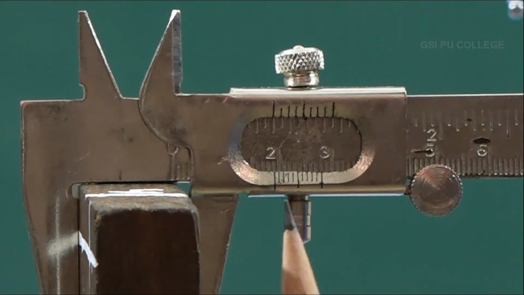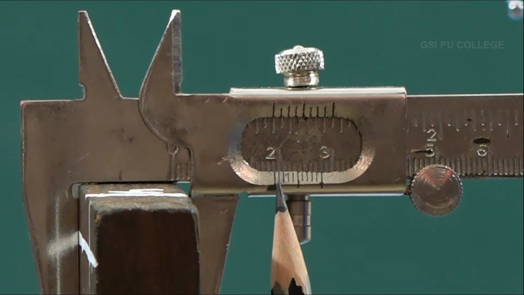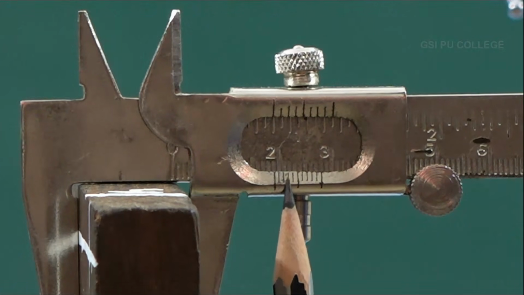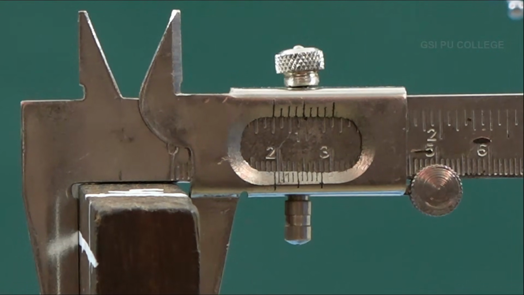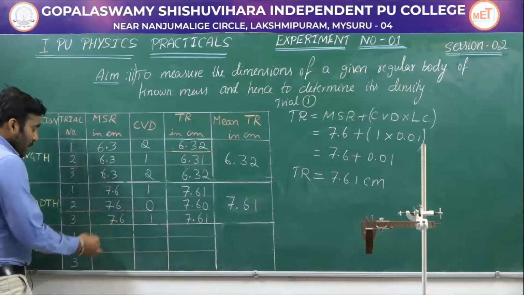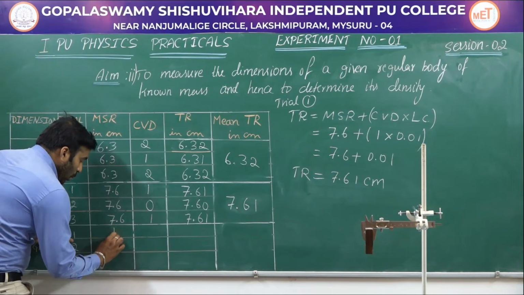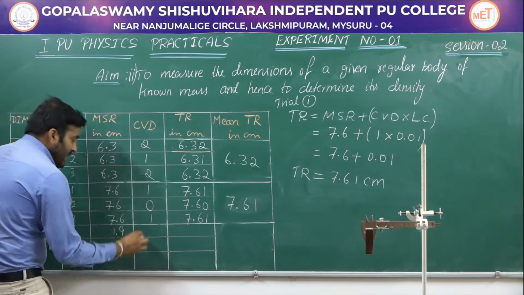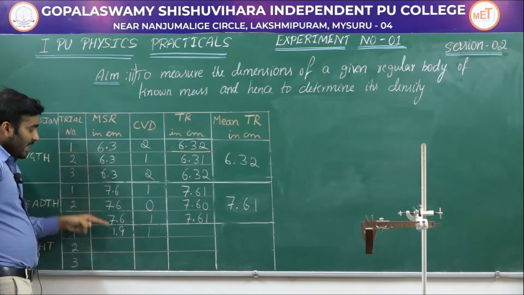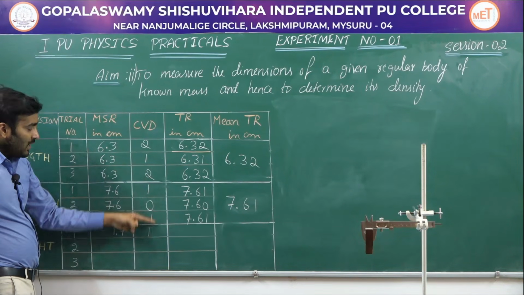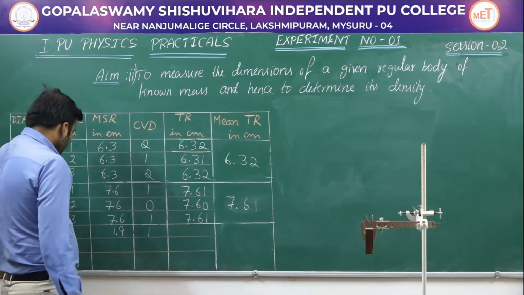And let's find the CVD now. After the zero division, the first division is coincided with the main scale division. So 1 is CVD in this case. Let's tabulate the readings. This will be 1.9 and CVD is equal to 1. So the main scale reading is 1.9 centimeter and CVD is 1 for the first trial of height.